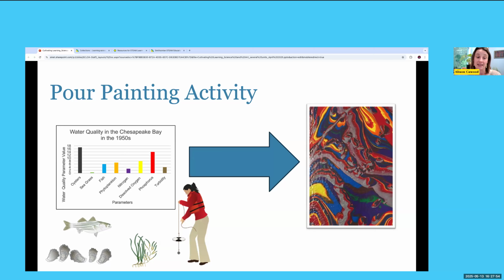So what we did was take data from Chesapeake Bay, going back to the 1950s, which is when they started collecting data in a systematic way across the bay, up until the 2010s, and turned it into these pour paintings. We went from some of the data that's on the left, and we turned it into a painting. You can do the next slide, please.